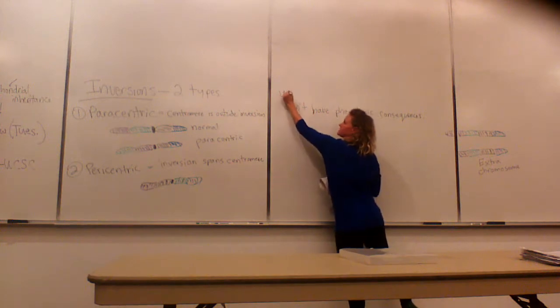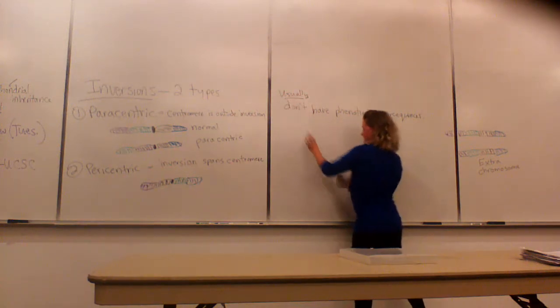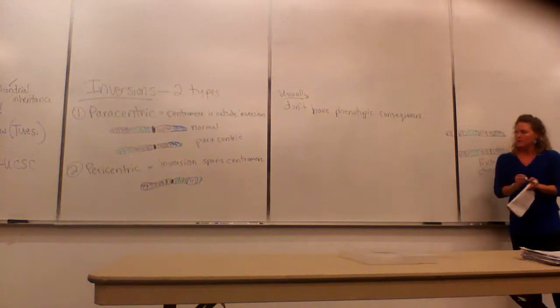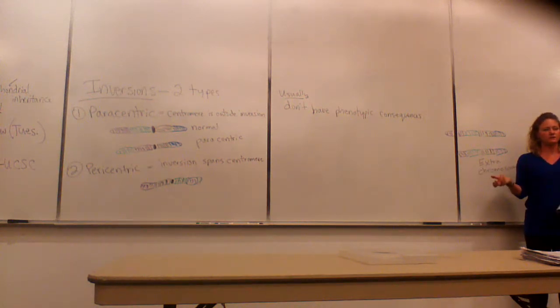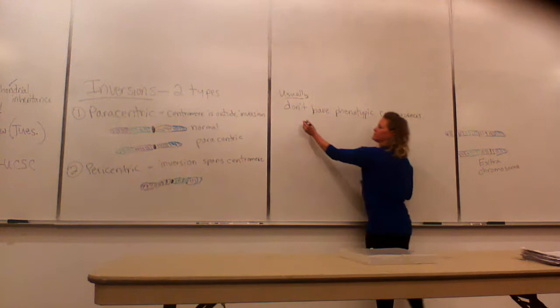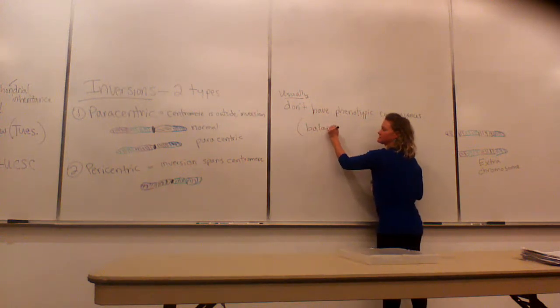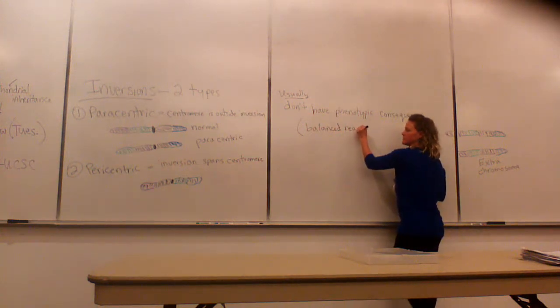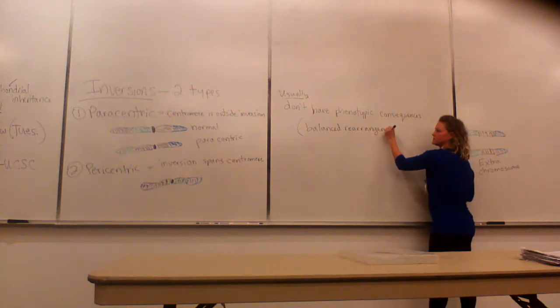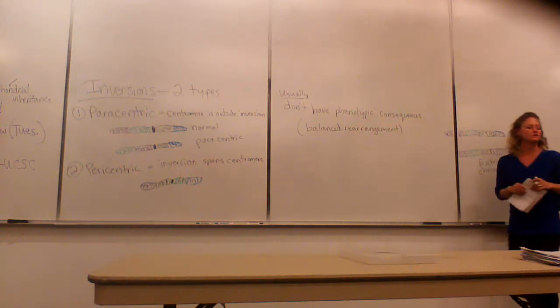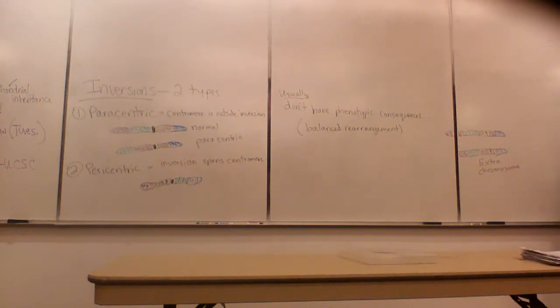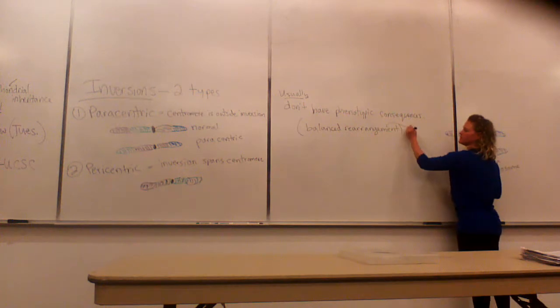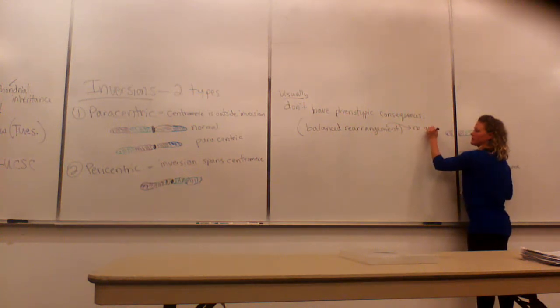I'll put usually. And that's because this is a balanced rearrangement. So we're going to talk about when you have unbalanced. But in this case, this is a balanced rearrangement of genetic material. Right? So you're not really losing or gaining major parts of the genes, of the DNA. You're kind of keeping all the same DNA. So by balanced, there's no gain or loss.